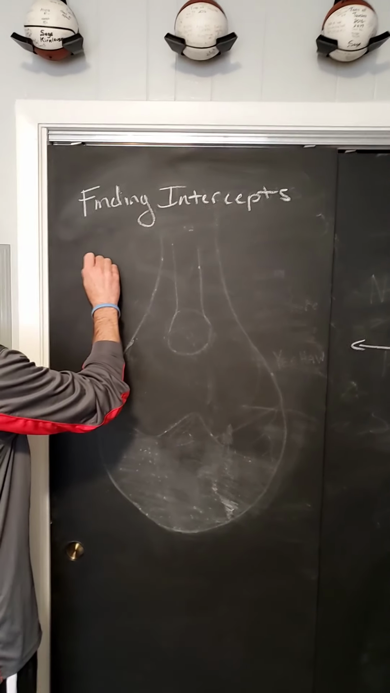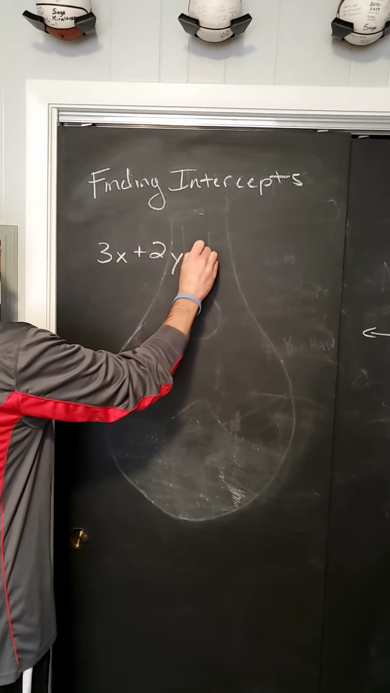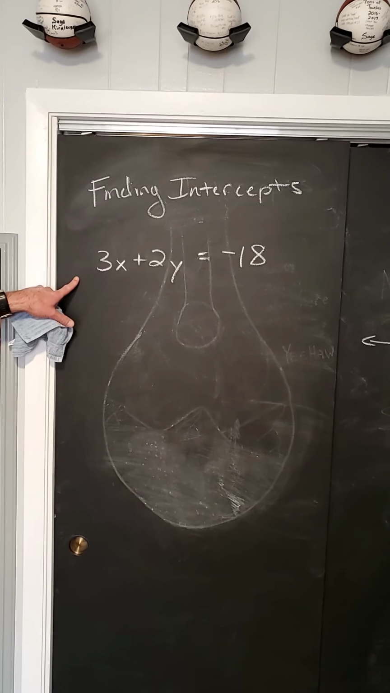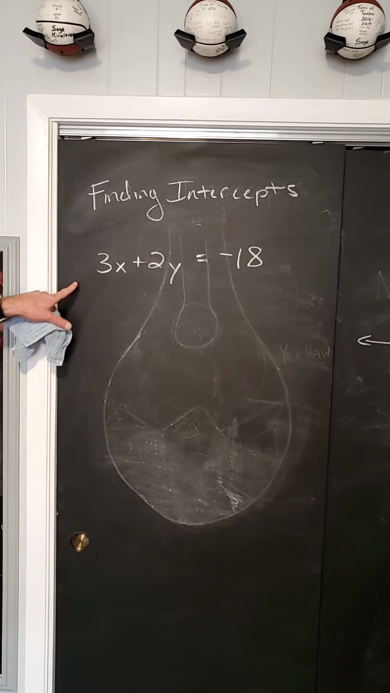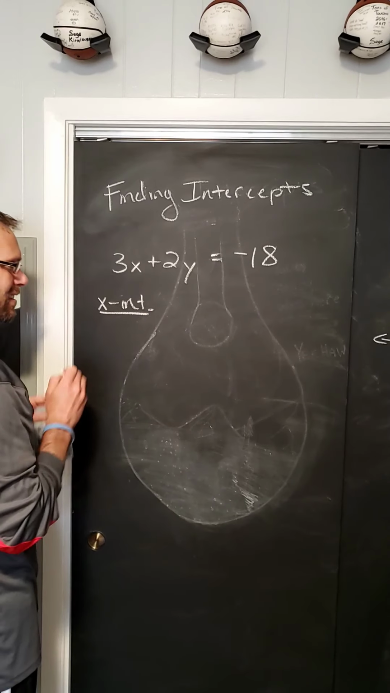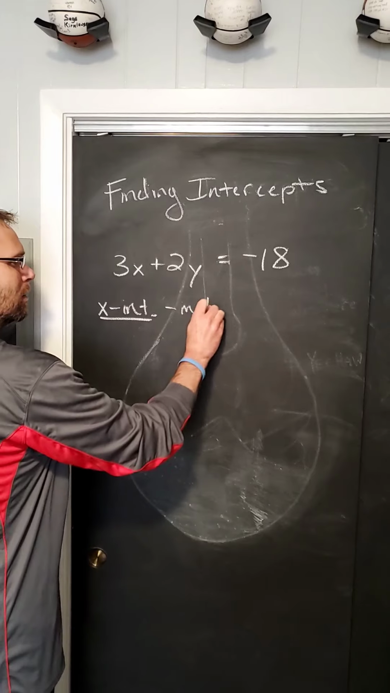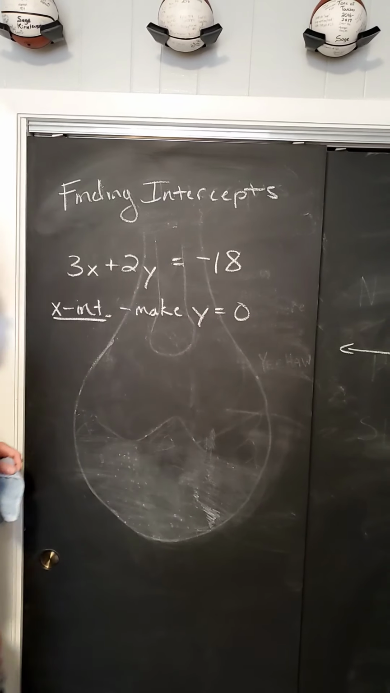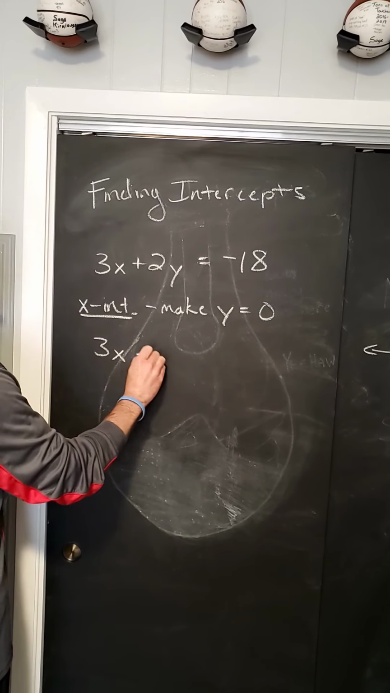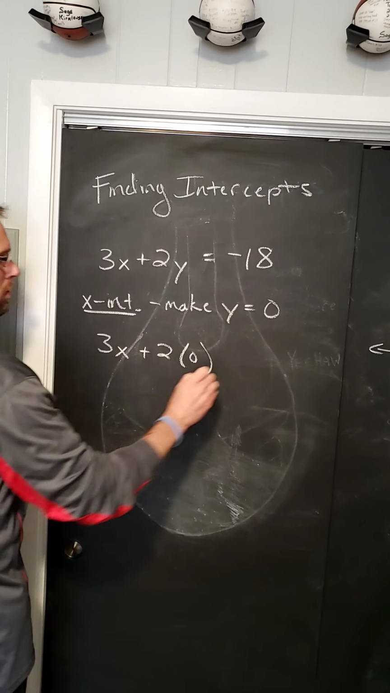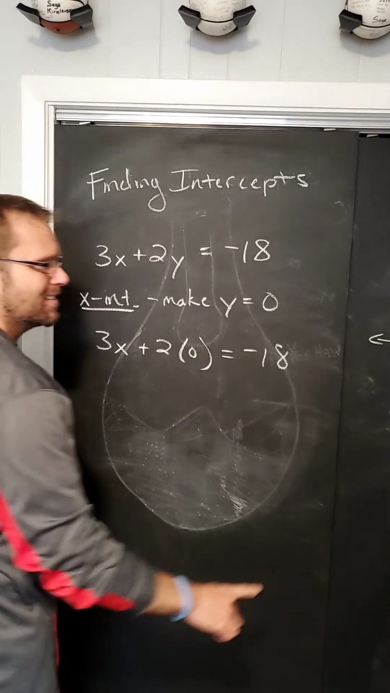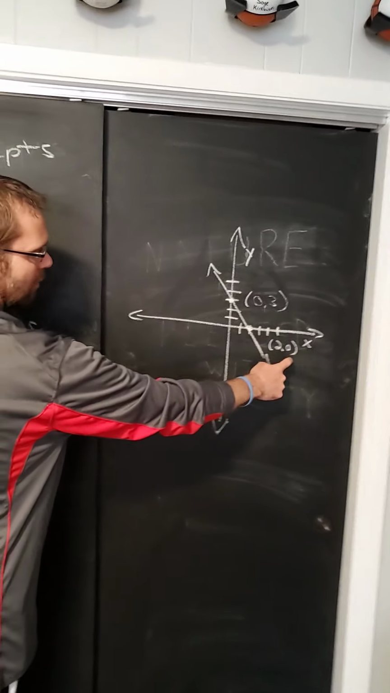Let's go 3x plus 2y equals negative 18. Let's say that this is our equation of some line, and I need to find the x-intercept without graphing it. So to find an x-intercept, I'm going to make y equal 0. I'm going to put a 0 right here and just solve it. I've got 3x plus 2 times 0 equals negative 18. I'm putting y in as a 0 because any x-intercept has a y value of 0.